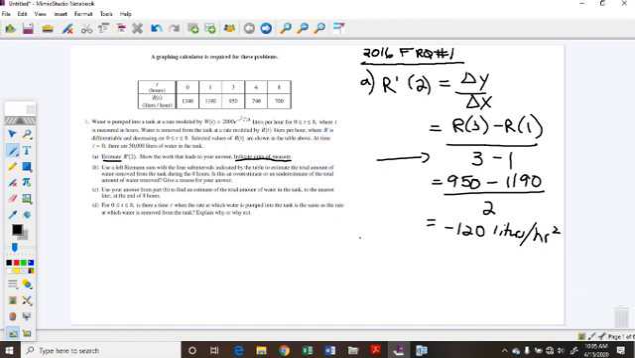Please score yourself as you go. You get 1 point for the correct estimate, and you need to have this difference quotient either here or here to earn that point. You will not earn it just with the negative 120. You need to have this difference quotient shown. And then you get 1 point for the units. Okay, so if you have all of that, then you've earned 2 out of the 9 points in this question.